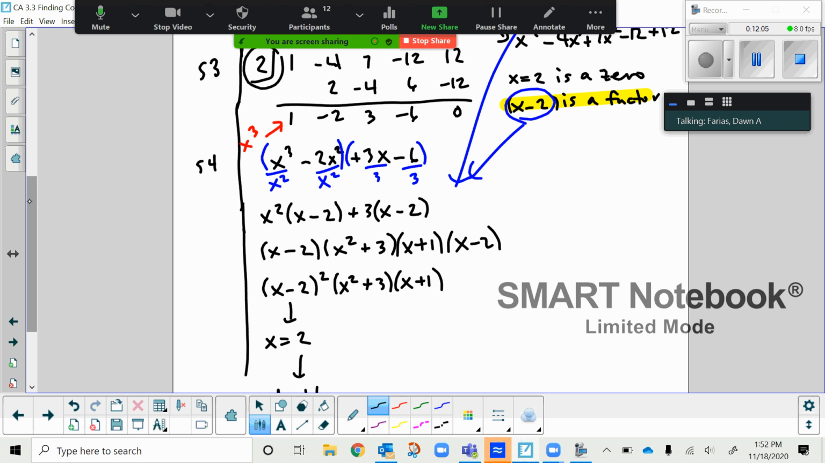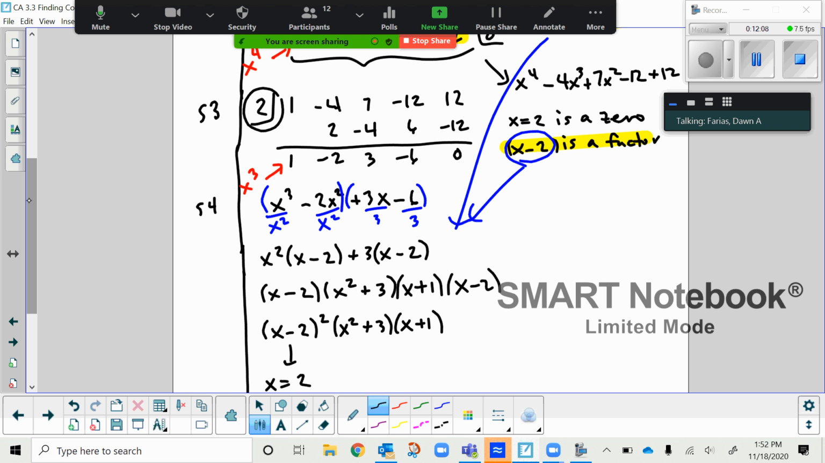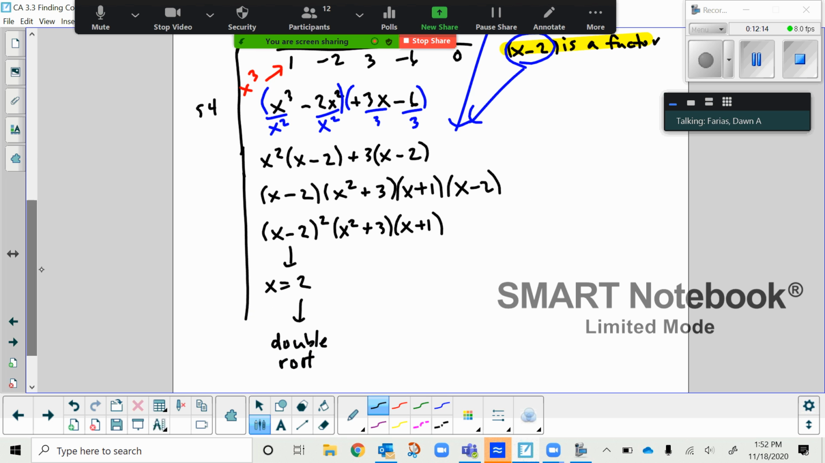We bring down the x plus 1 and the x minus 2 from earlier in the problem. And then we write our repeating factor with an exponent of 2, x minus 2 parentheses squared. That factor gives me a solution of x equals 2, and we call that a double root. And then the third factor, so I'm saving the middle one for the last. The third factor gives me a solution of negative 1. But the middle factor, x squared plus 3, is our special circumstance for today.